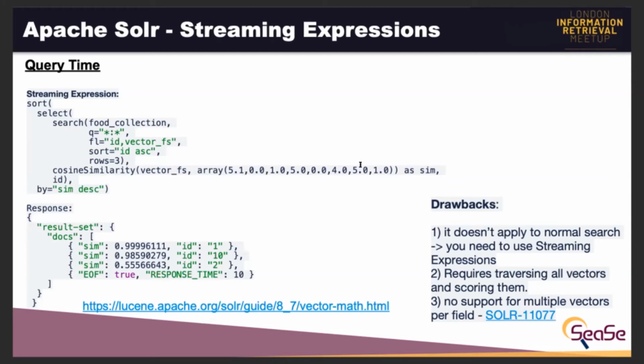Now, this is something currently available in Solr 8.7, but first of all, again, it doesn't use the new Lucene file format specifically designed for vector-based search. Then it's not usable in normal search, so you need to use streaming expressions, which may not be something you actually want in your use case. And it requires traversing all the vectors in the search results streamed by the original query. Furthermore, there's no support for multiple vectors per field.